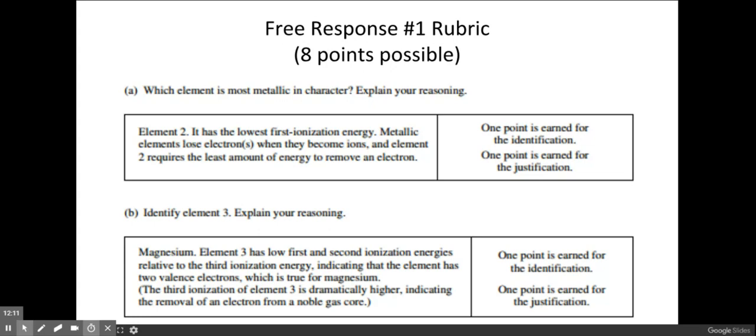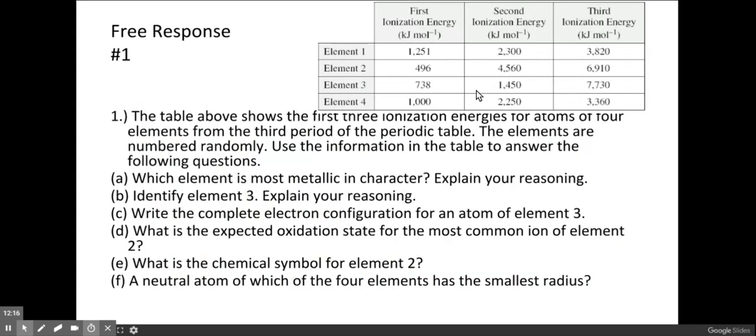So I think you could justify it either way. Let's look back at the question. You could justify it by saying that element 2 has the lowest of the first ionization energies, so its valence electron is the easiest one to remove, or that it clearly has just one valence electron based on successive ionization energies, which puts it farthest to the left. It's going to have the most metallic character.